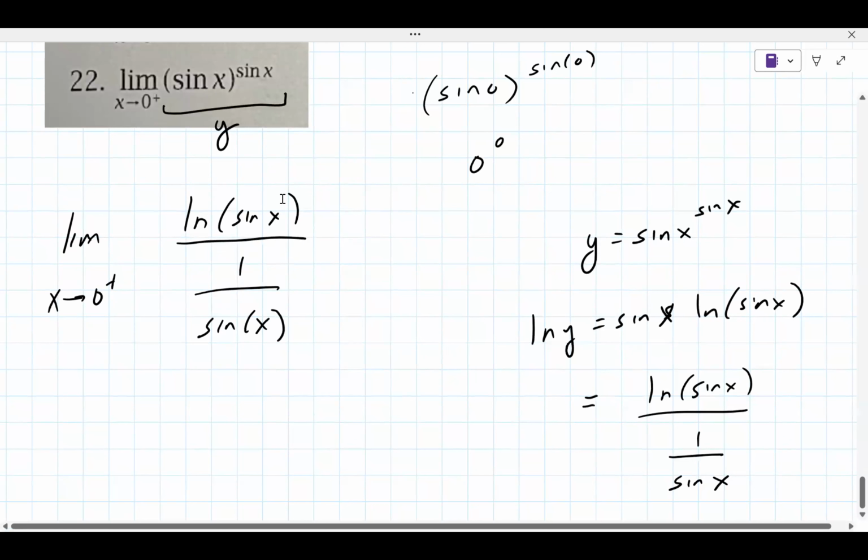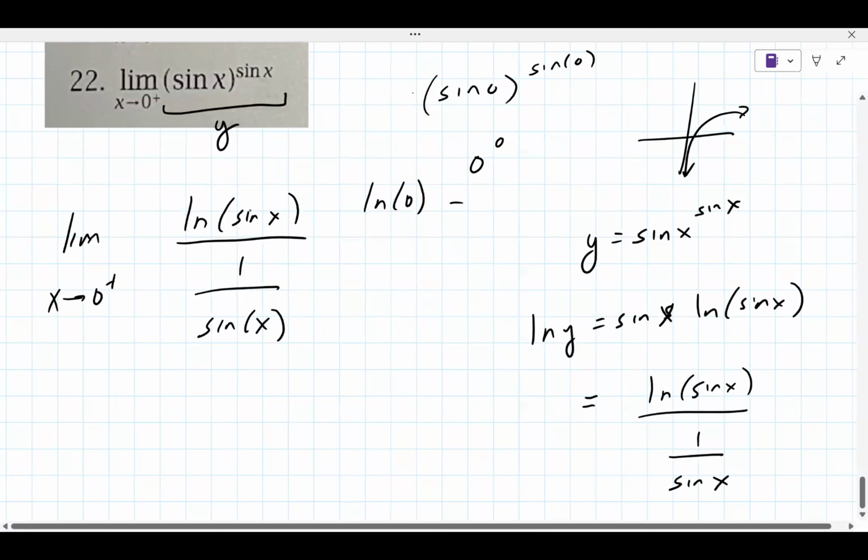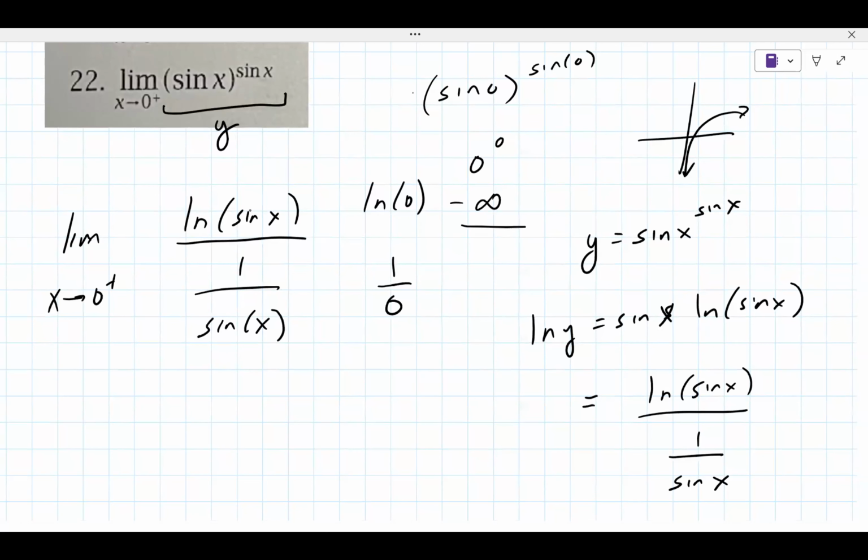0 over 0? Okay. Sine of zero is zero, but what's the natural log of zero? It goes down forever. Is it minus infinity? Okay. And sine of zero is also zero, and 1 over zero ends up being infinity.